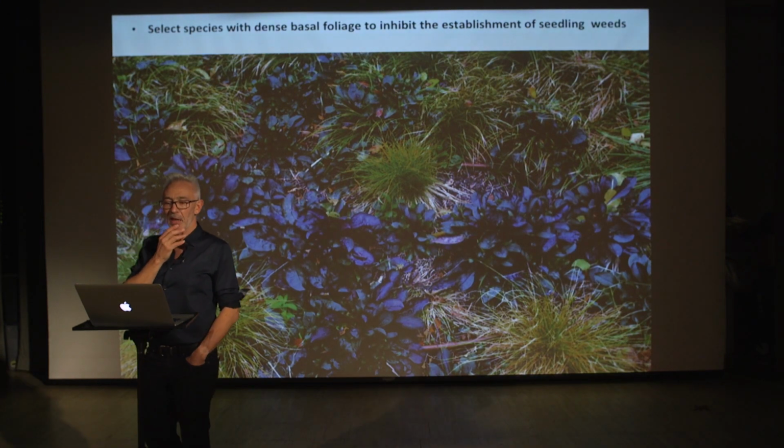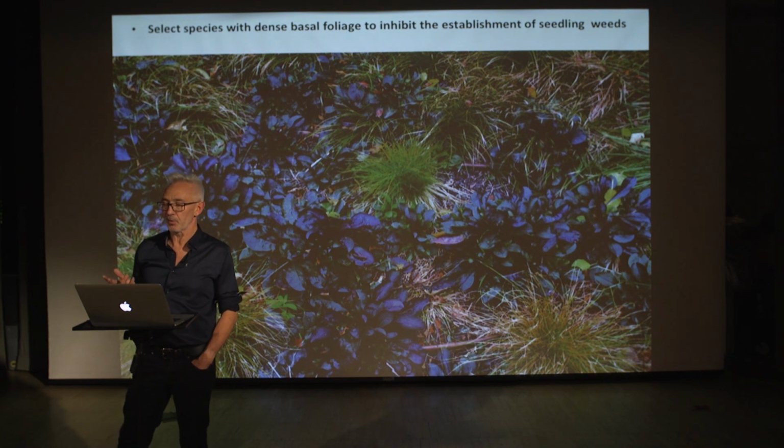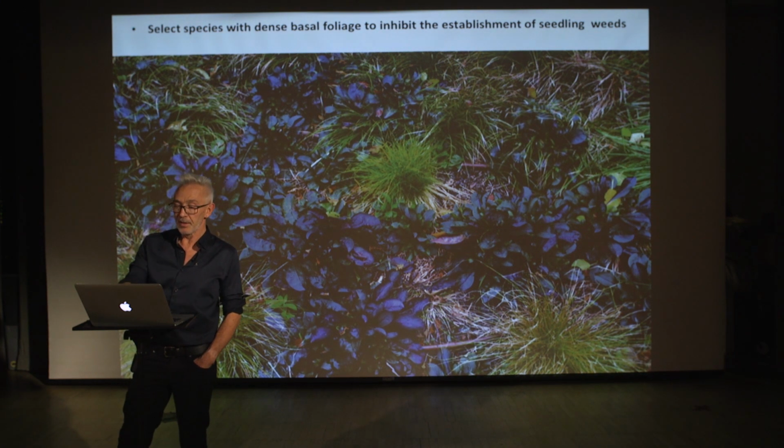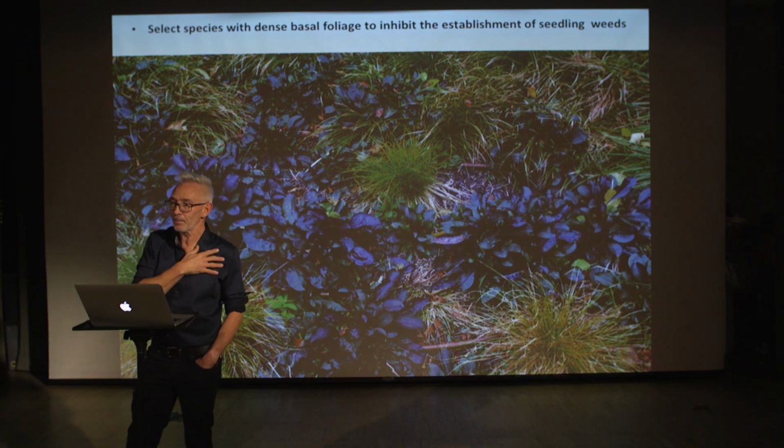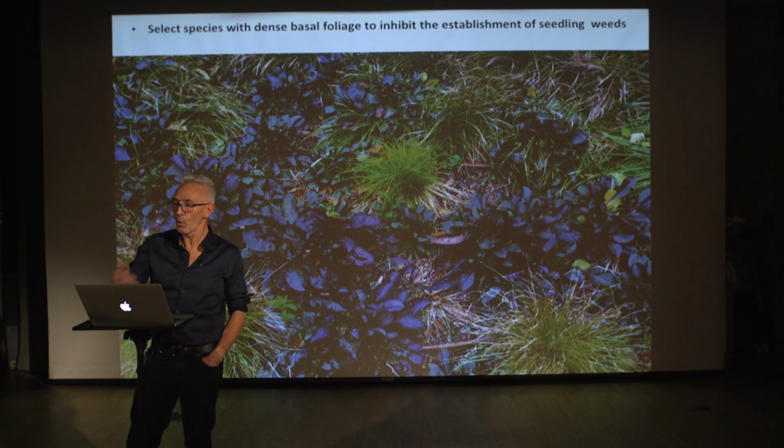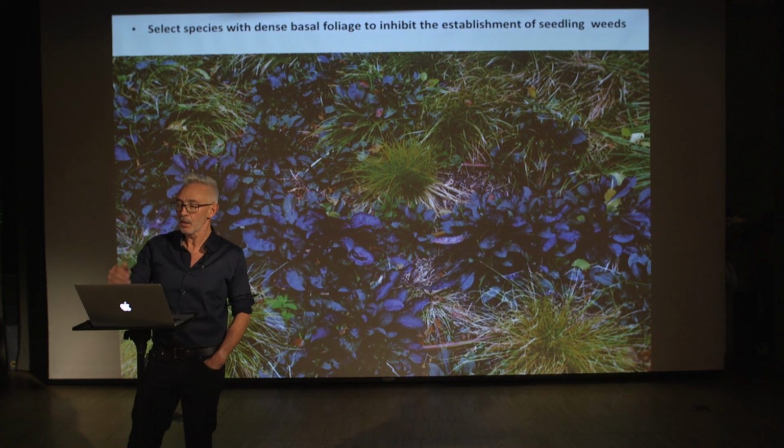Thirdly, you select species with dense basal foliage to inhibit the establishment of seedling weeds. This makes a big difference. And this is particularly if this layer is beneath the canopy and is shade tolerant. Now, of course, some of your ecosystems are very different here. They're very dry, so you can't do all of these things, but you can do some aspects of these things.